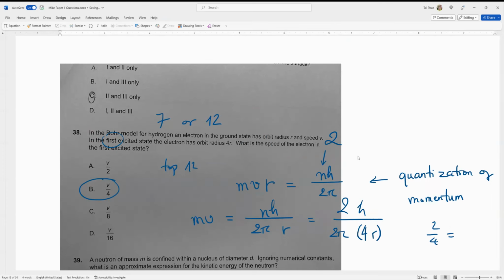2 over 4 is 1/2. And therefore, the speed of this first excited state is v over 2, v over 2, not v over 4. Okay.